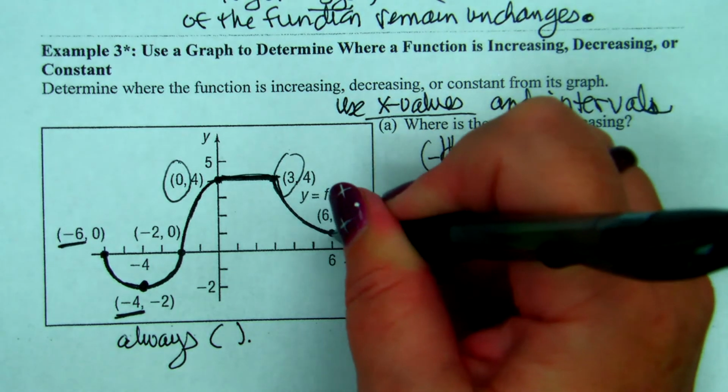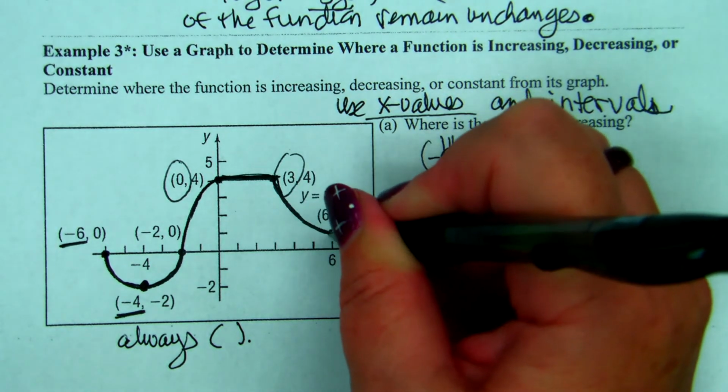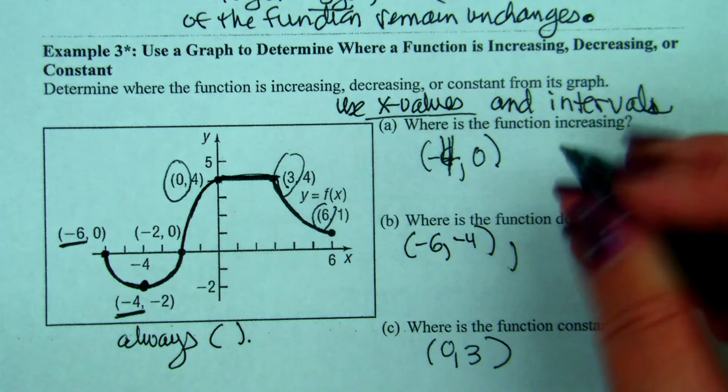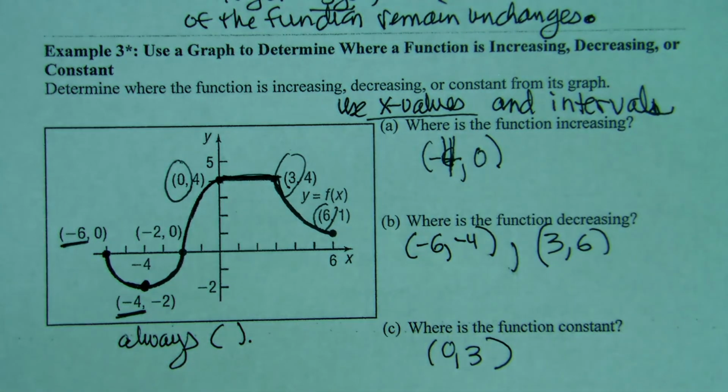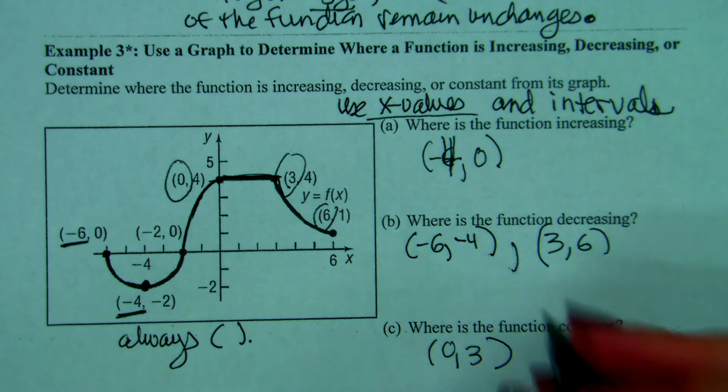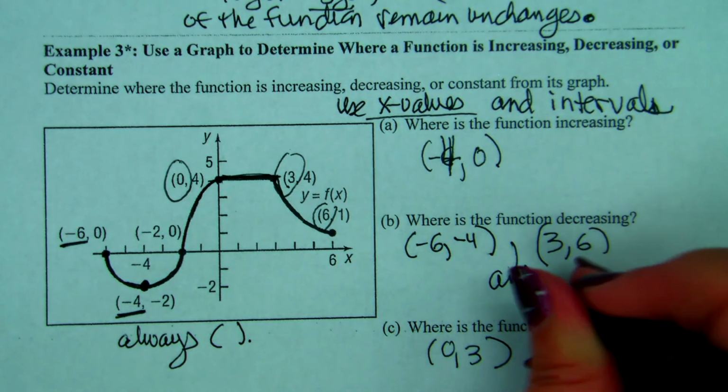And then what's happening here? You're on the roller coaster and you're going down. You're screaming from 3 to 6. It's decreasing on the interval from 3 to 6. You can write "and" between them if you want.